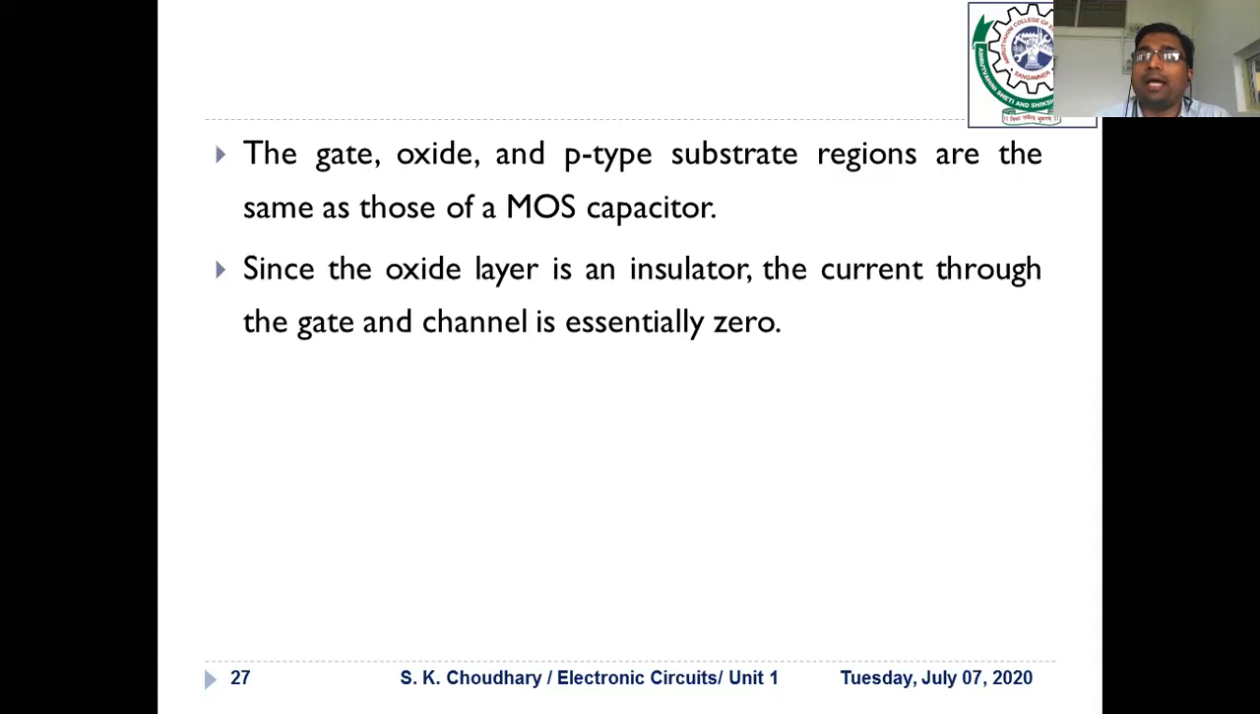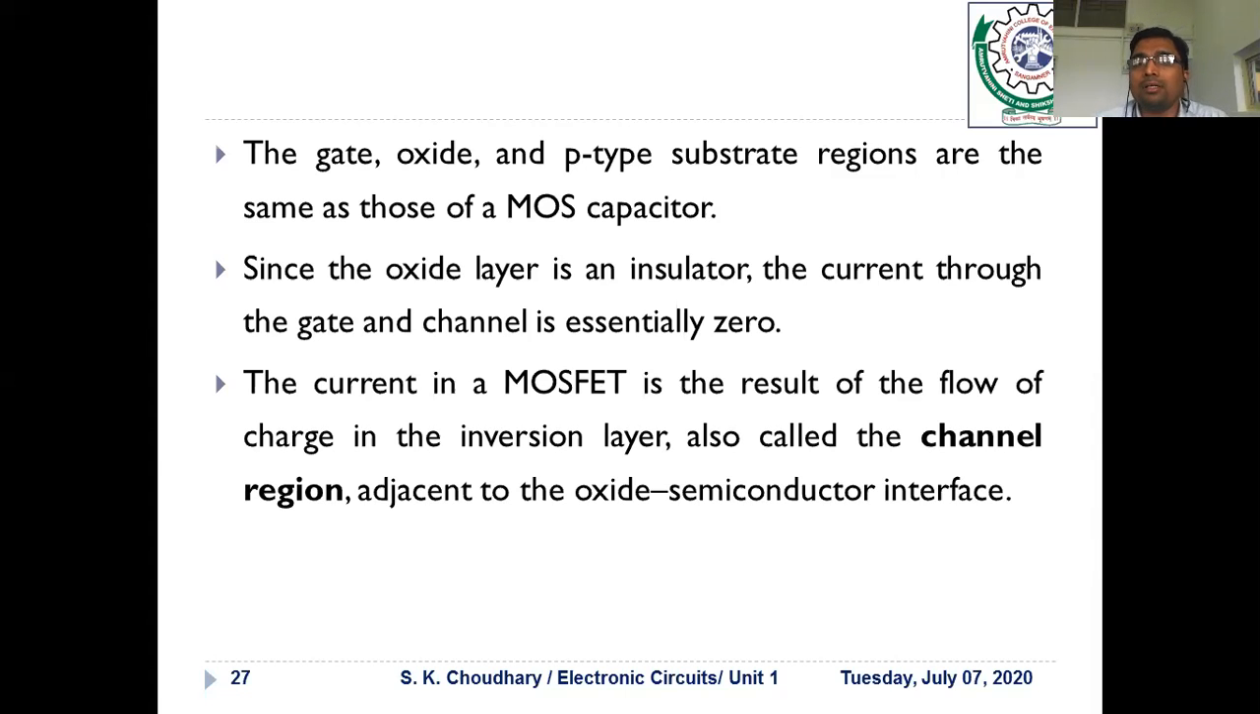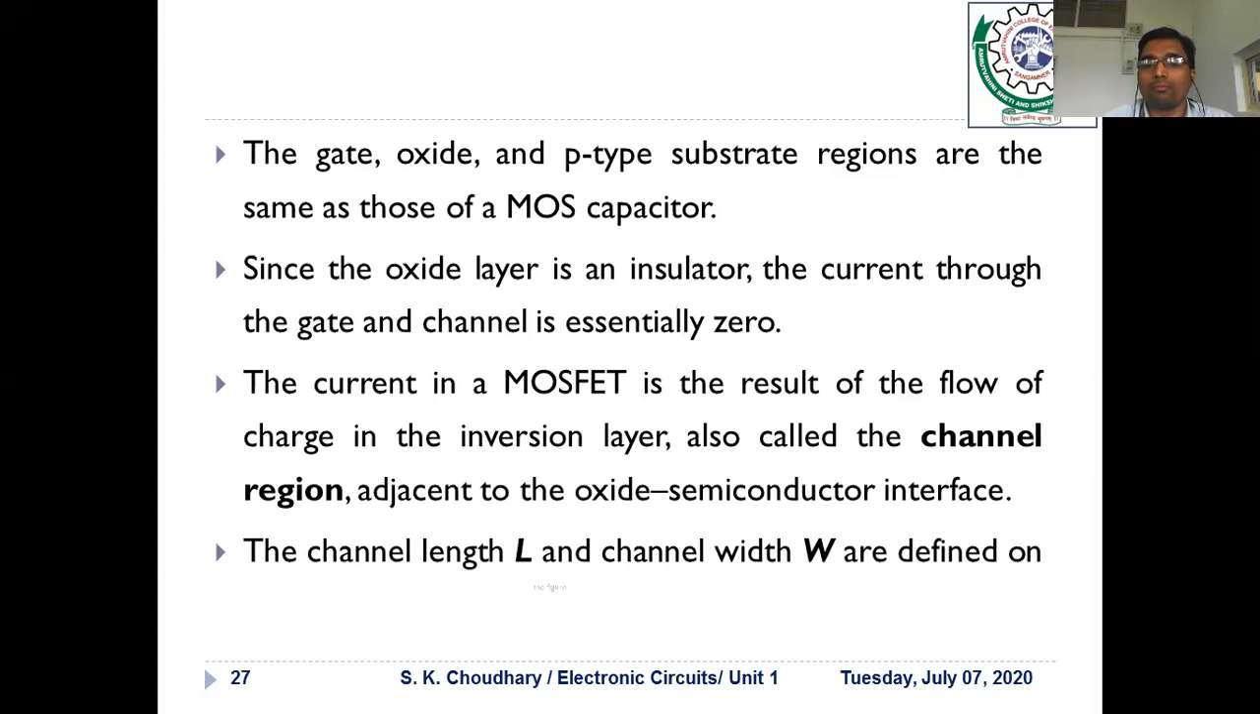But when you apply the voltage source to the gate terminal and the drain terminal, with a positive voltage on these terminals, the channel would be formed and current would start to flow. Current in the MOSFET is a result of the flow of charge in the inversion layer, also called the channel region, adjacent to the oxide-semiconductor interface. The channel length is indicated by L and the width by W. We have already seen the diagram.